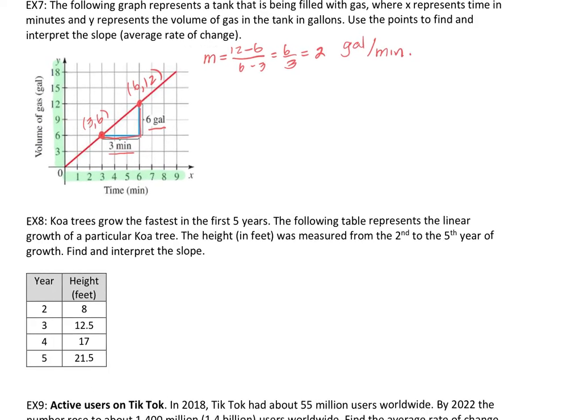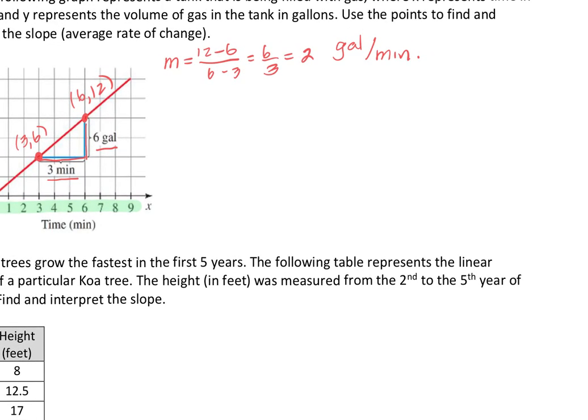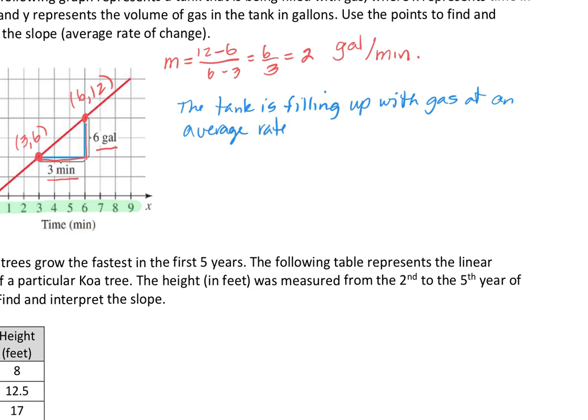So if I was to interpret this and maybe write out some sort of sentence, the tank is filling up with gas at an average rate of 2 gallons per minute. Okay, so it's giving us this rate that the tank is filling up with gas.